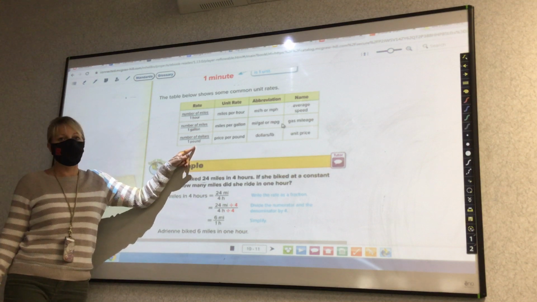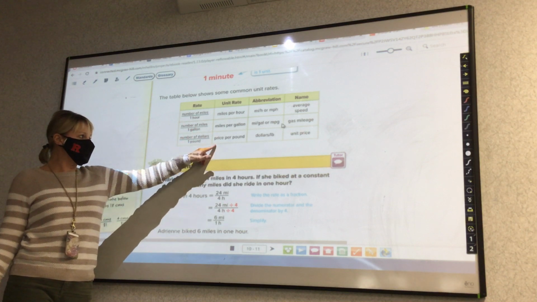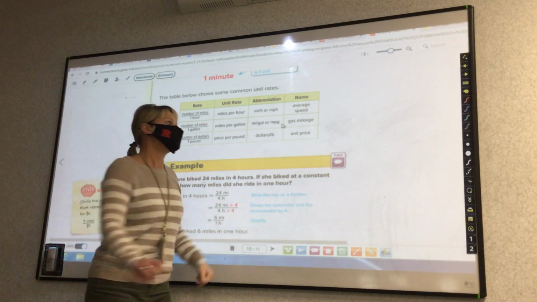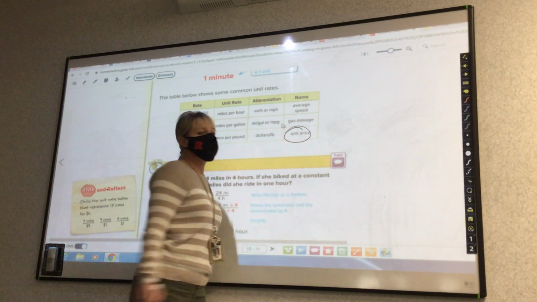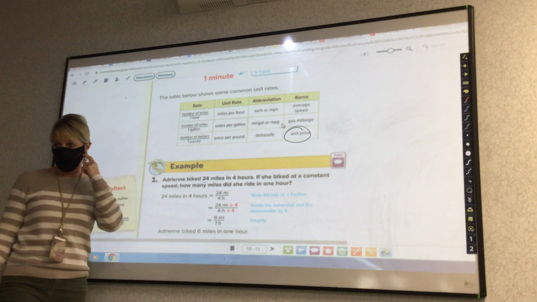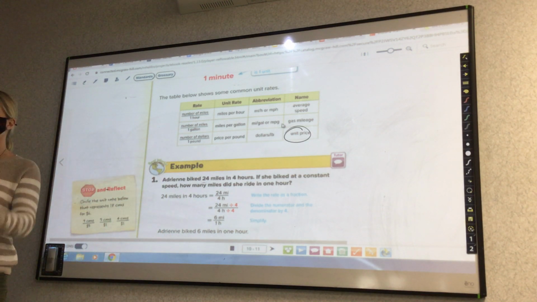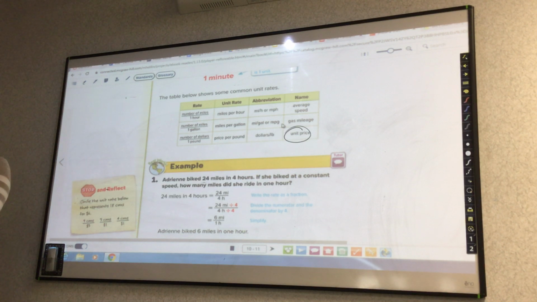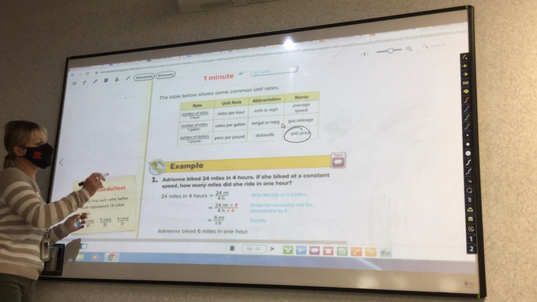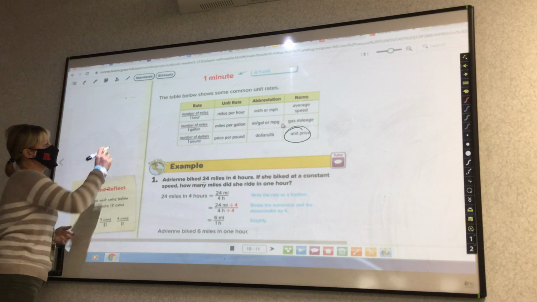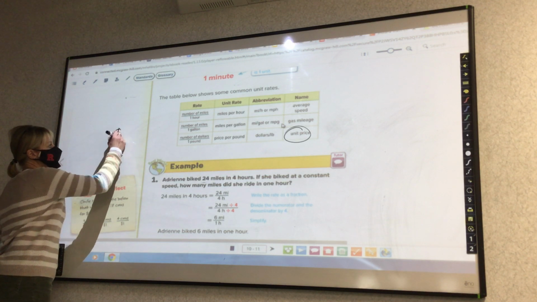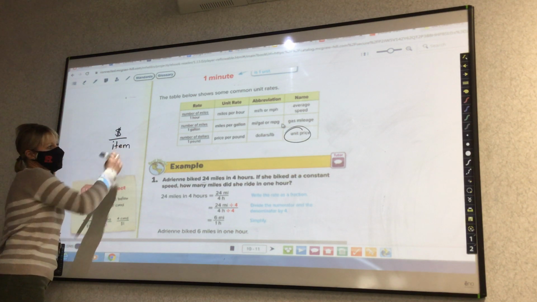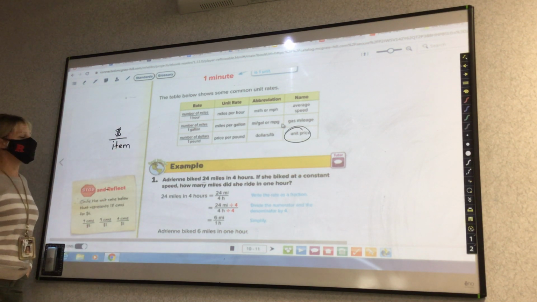Number of dollars per pound. It's called price per pound. Dollars per pound, the unit price. Unit price. Circle that. Because the unit can be anything. Cost is always going to be on the top. So for an example, you're going to write dollars per item. Because it's cost per item.